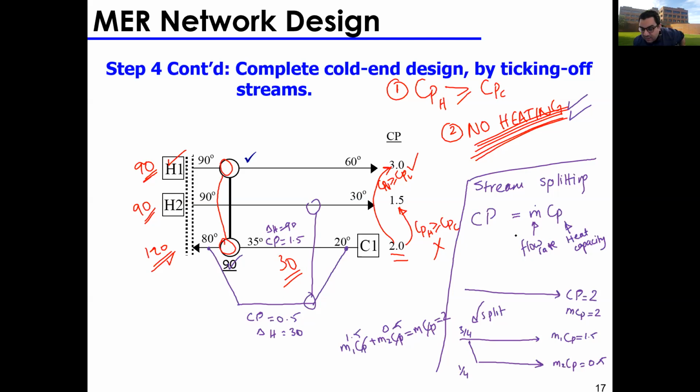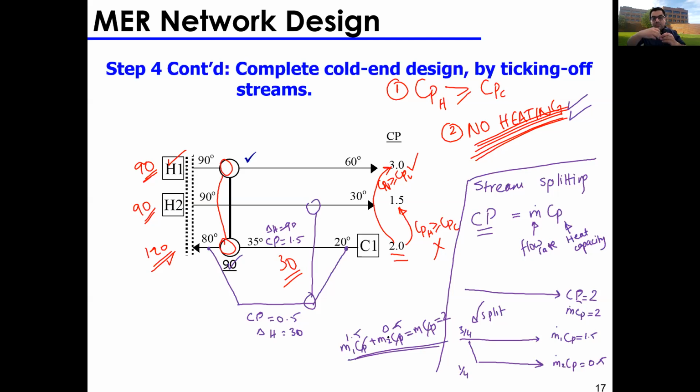And again, the idea is that the capital CP here is equal to M CP, the flow rate multiplied by the heat capacity. The heat capacity is an inherent property of the fluid, so this CP value does not change. So if I have a stream here with a CP equal to 2, if I divide it into 2 streams with M1 and M2, I can split this over 2 streams, right? And as long as 1.5 plus 0.5 is equal to 2, your math is valid. This mass balance holds. Think about it, it makes sense.